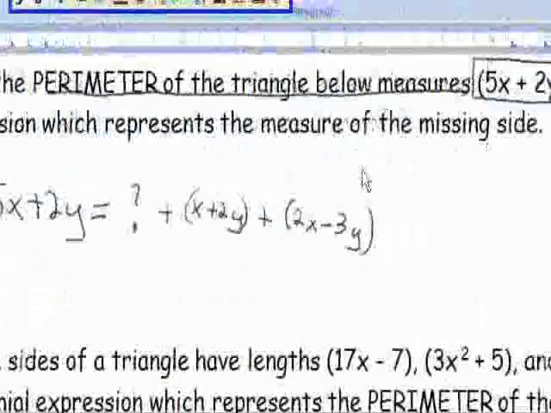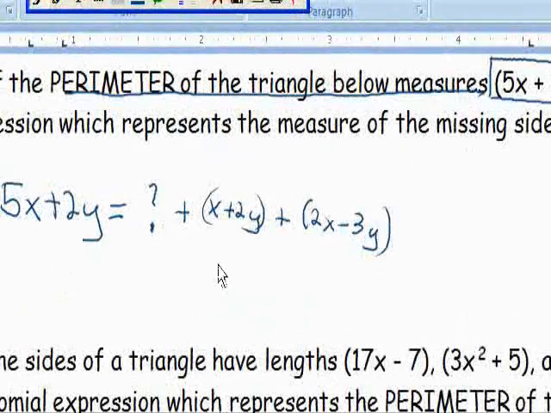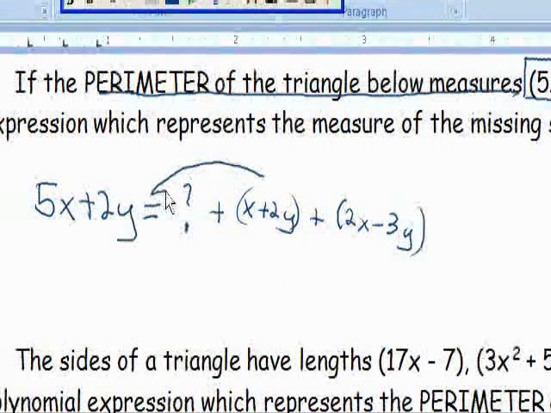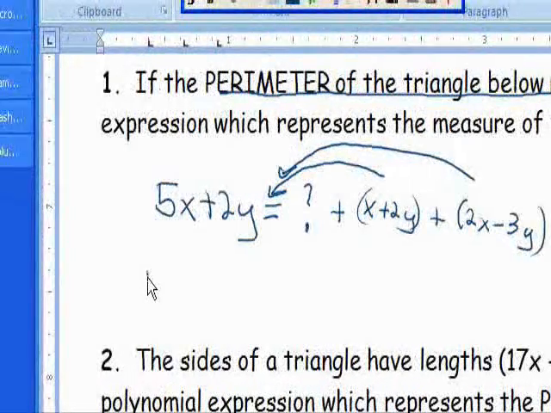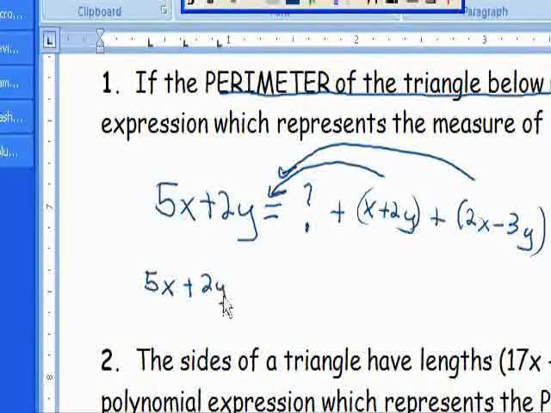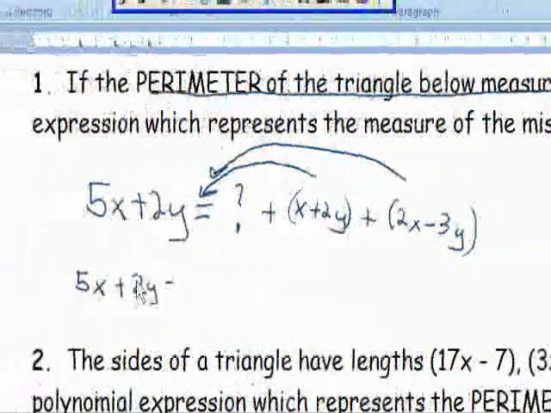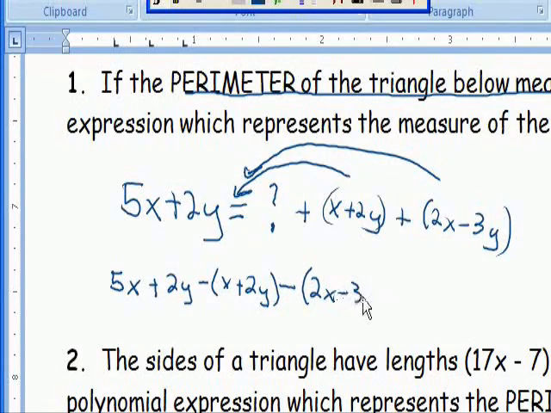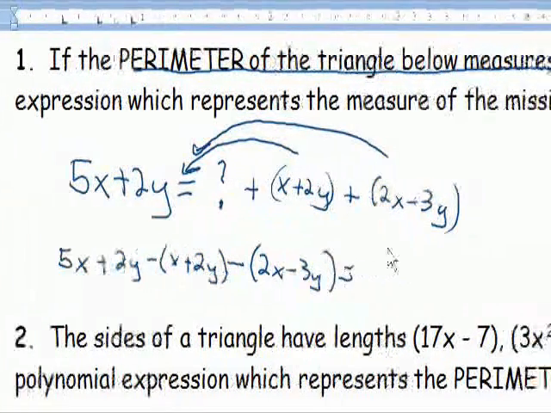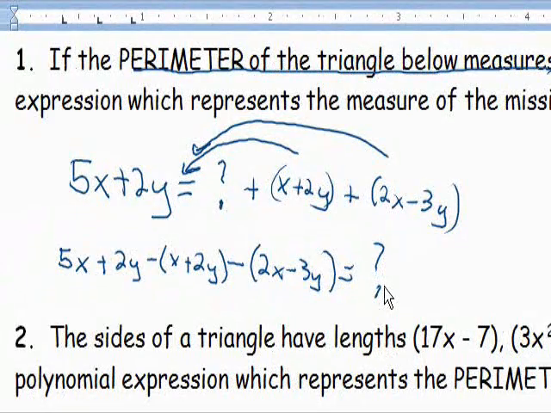So we're trying to solve for this little side right here. So what if I were to move both of those terms over to the other side of the equation and just subtract those terms from the total perimeter? Watch what happens. 5x plus 2y, that's our perimeter, minus one of the sides, minus another side, 2x minus 3y. That equals the length of our unknown side.